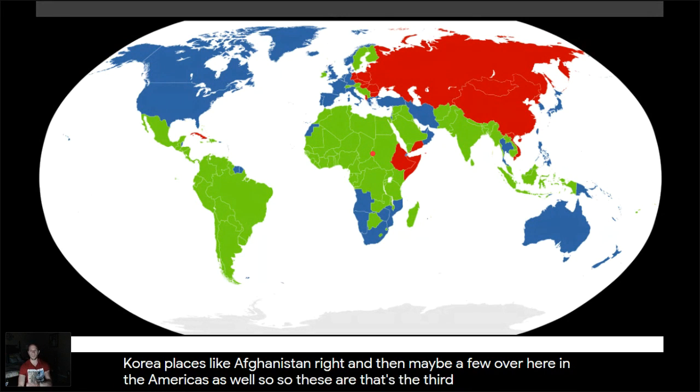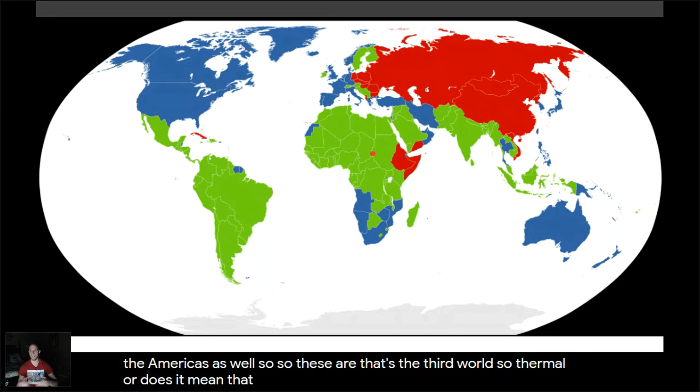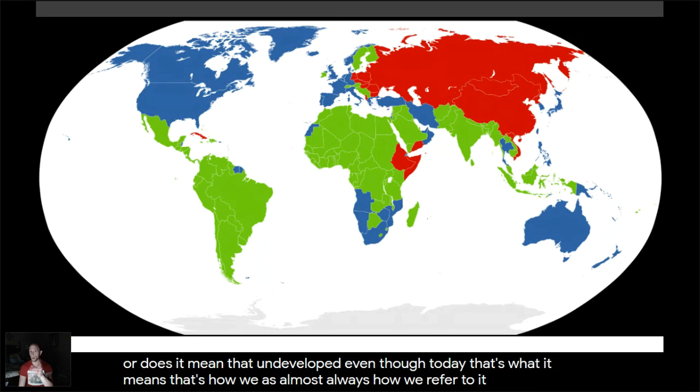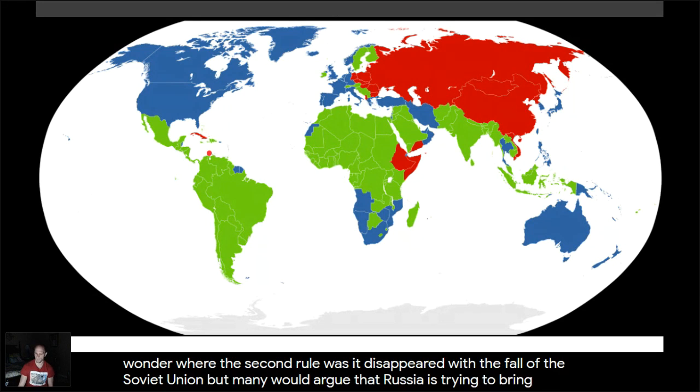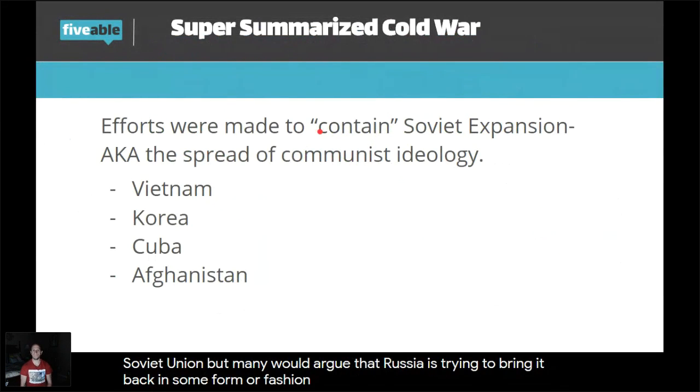So the third world doesn't mean undeveloped, even though today that's what it means. That's almost always how we refer to it. If you ever wondered where the second world was, it disappeared with the fall of the Soviet Union. But many would argue that Russia is trying to bring it back in some form or fashion. Efforts were made to contain Soviet expansion.